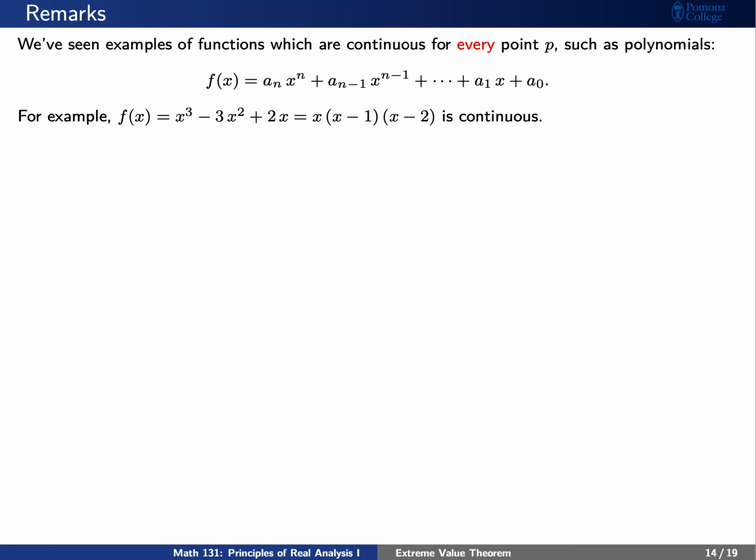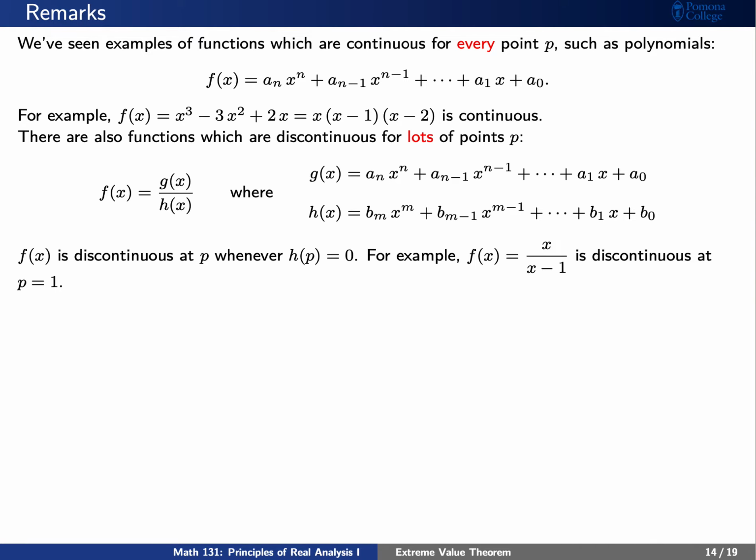We've seen now lots and lots of examples that are continuous for every point p, such as polynomials. However, there are functions which are discontinuous for lots of points p. For example, we could maybe take the ratio of two polynomials. You can see, for example, that x divided by x minus 1 is discontinuous when p is equal to 1 because, indeed, it's not even defined at that point.